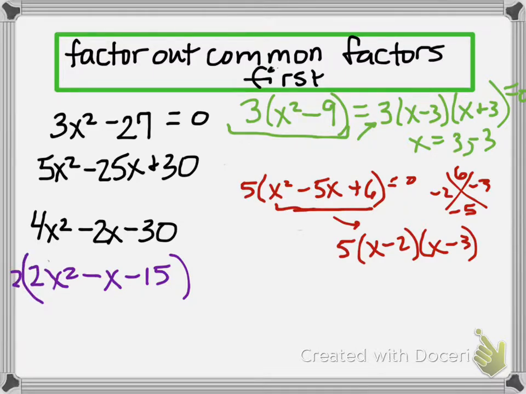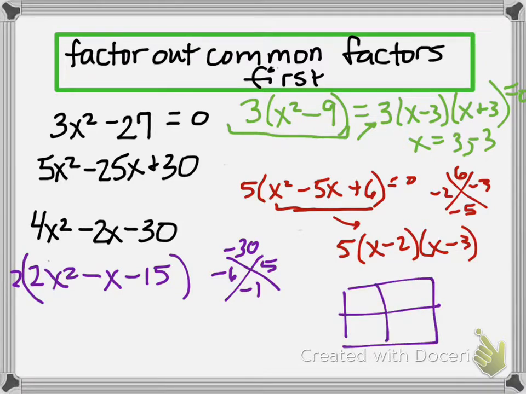Okay, so if I factor out a 2, that would be 2x squared. So this isn't a simple diamond inside. This is going to be an extended diamond problem. So this will be a negative 30 on top and a negative 1 on the bottom. So that's going to have to be a negative 6 and a positive 5. I'm going to have to do this thing here.